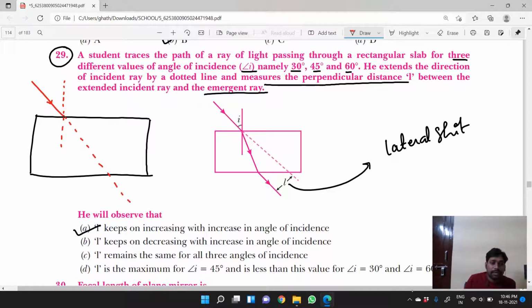So the angle between the incident ray and normal N1 at O is called as angle of incidence. So as light is traveling from the rarer air to the denser glass, okay, this A, B, C, D is a glass slab.